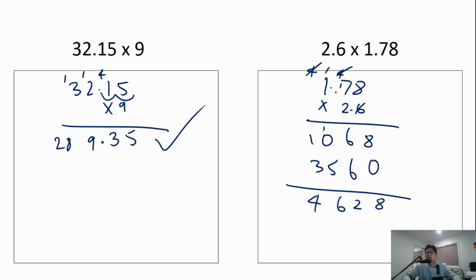And now count the number of decimal places behind in these numbers. There is 2 here and 1 here. That gives us a total of 3. So we go 1, 2, 3 places. So a decimal point belongs there, and our answer is 4.628. Give yourself a tick if you got that correct.